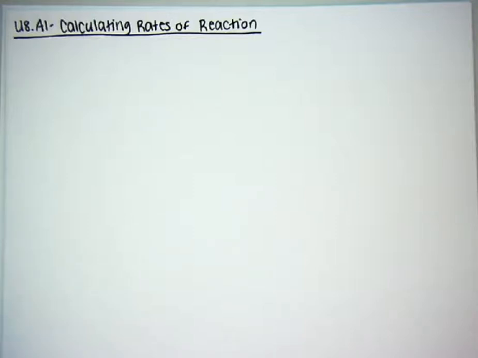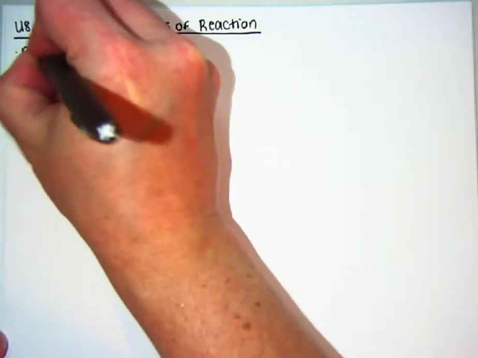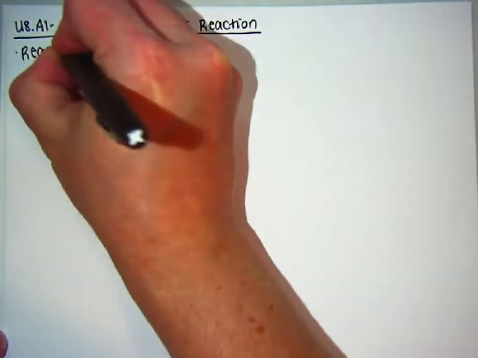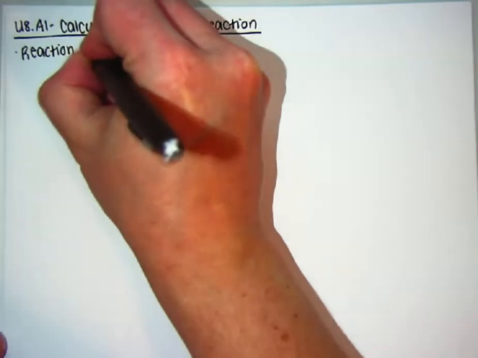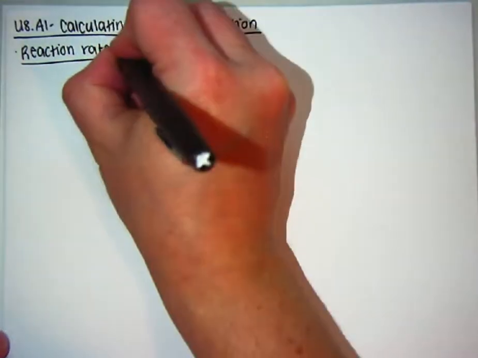In this lesson, we are going to cover Unit 8, Acquisition 1 on calculating rates of reaction. So first, let's start by talking about reaction rate. We know kinetics is all about how quickly a reaction occurs.